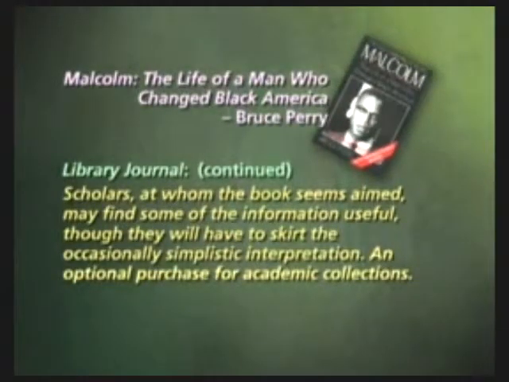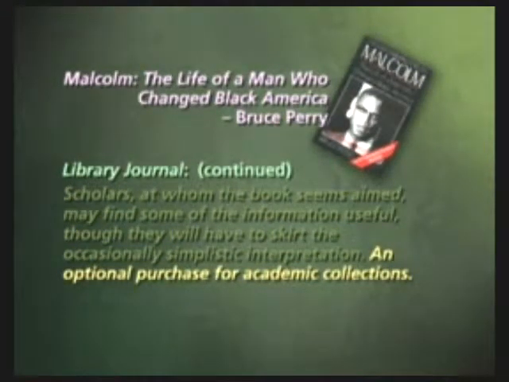Finally, Library Journal says that this is an optional purchase for an academic collection. One of the purposes of a review journal like Library Journal is to give librarians advice as to which books must be purchased for any good library and which ones aren't so necessary. In this case, they say that the book would be an optional purchase, not a book that any good library ought to own, but one that some libraries that have the money and the space and that perhaps have a special interest in civil rights or black issues would be particularly interested in owning.